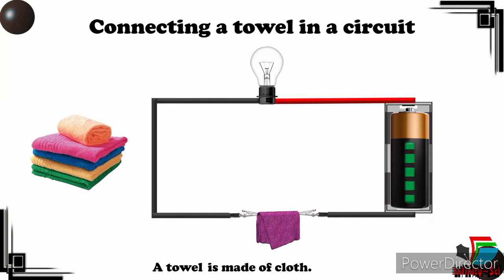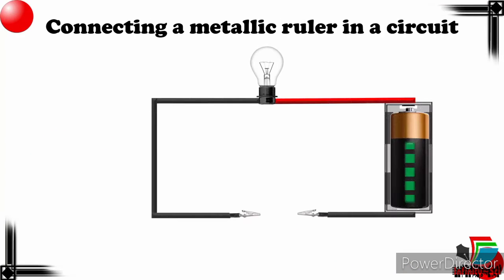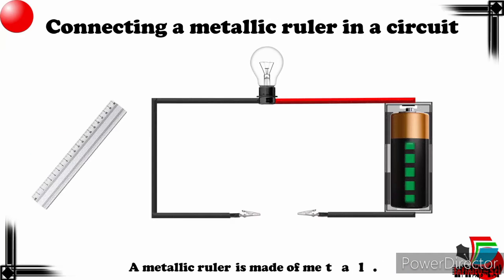The towel is dry, it's not wet, so we're not going to have any light. Why? Because it's an insulator. It does not allow electrons to pass through it. Okay? So it's a bad conductor. Alright, and we look at connecting a metallic ruler.